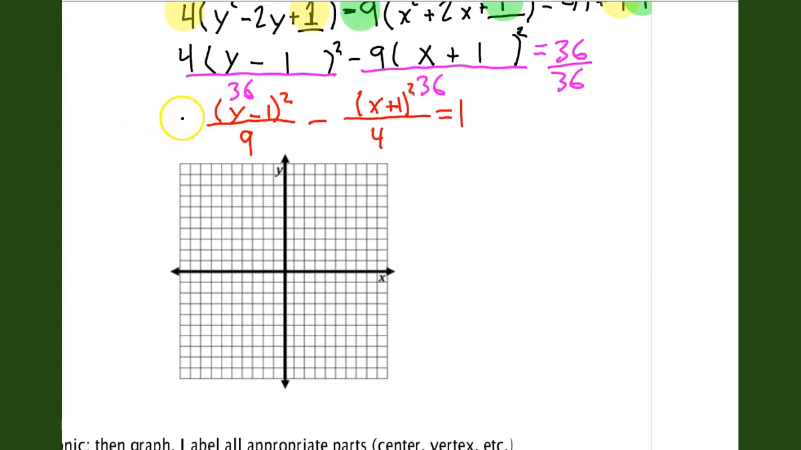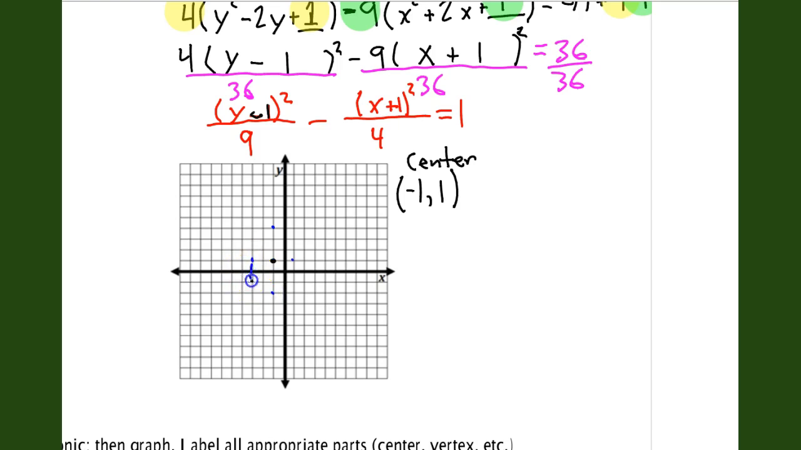So we have a center at negative 1. See, we have negative 1 here, so that's going to be positive 1 for y, and positive 1 for x. So x is negative 1, y will be positive 1. So we'll start at the center of negative 1, positive 1. And in the x direction, we have a 4. So that means we're going to go 2 to the right and 2 to the left. In the y direction, we have a 9. So we're going to go 3 up and 3 down.